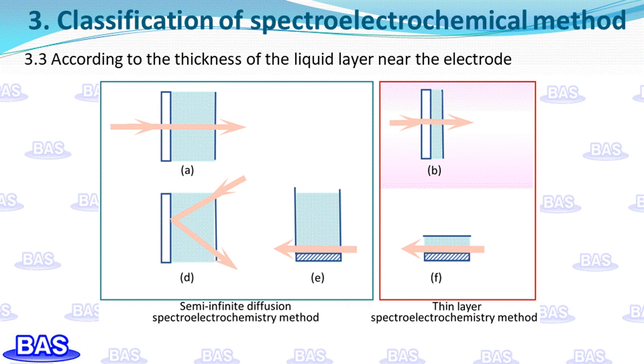Semi-infinite diffusion spectroelectrochemical experiments generally use a shorter excitation time. Commonly used electrical signals are single potential step, dual potential step, linear potential sweep and constant current. In this series we will introduce the basic principles of transmission thin layer spectroelectrochemistry and their applications in electrochemical analysis.